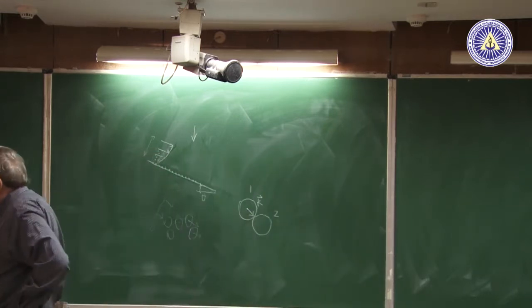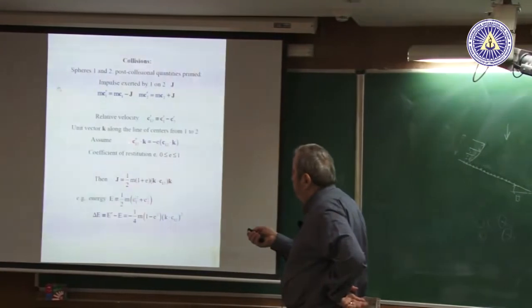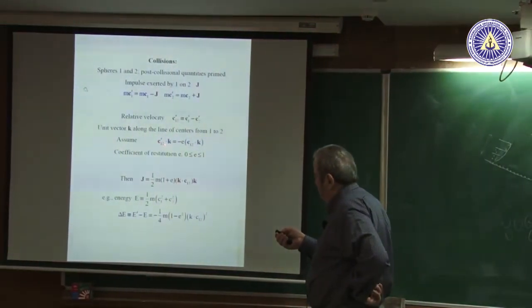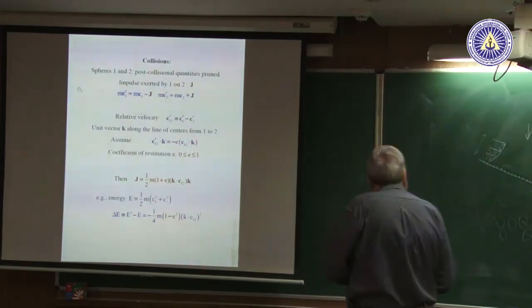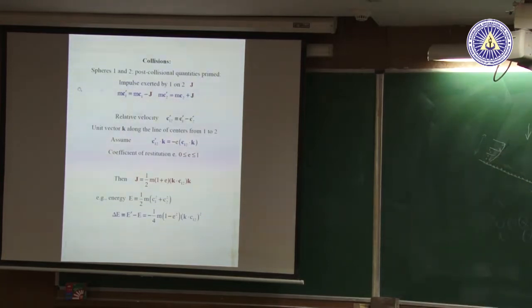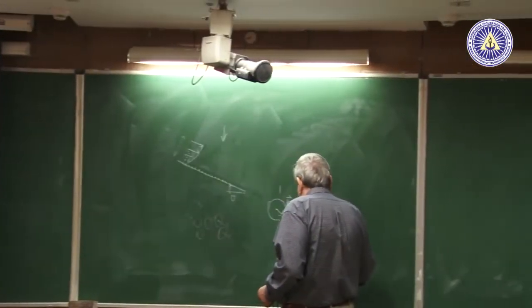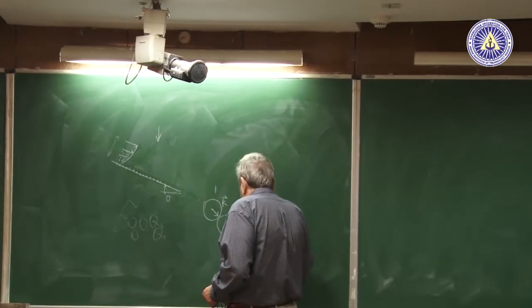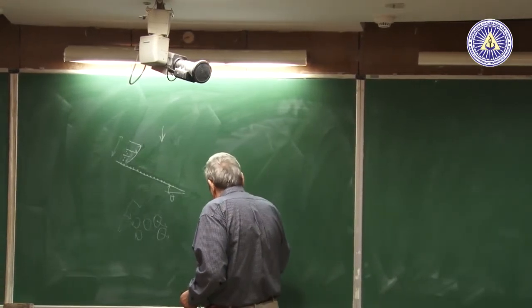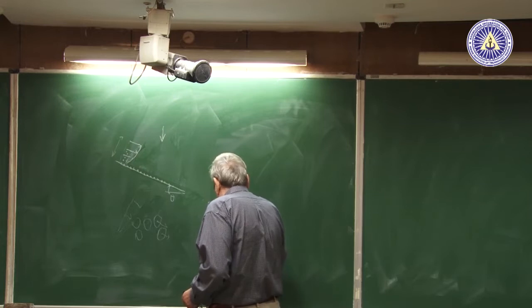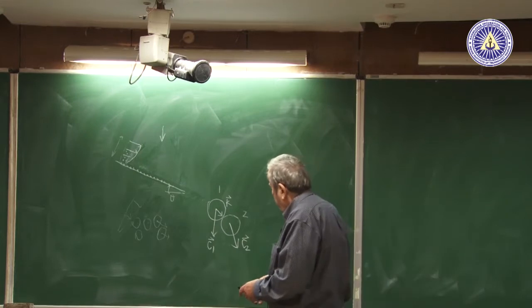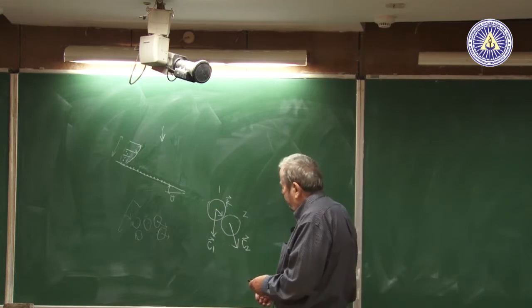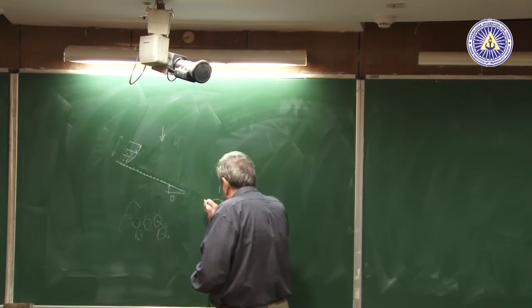And we relate the relative velocity after the collision along the line of centers to the relative velocity of the collision before. So let's see. So we've got a velocity c here, and let's say a velocity c1 here. Does it look like those two particles are going to collide with those components of velocity? Let me make it more plausible.